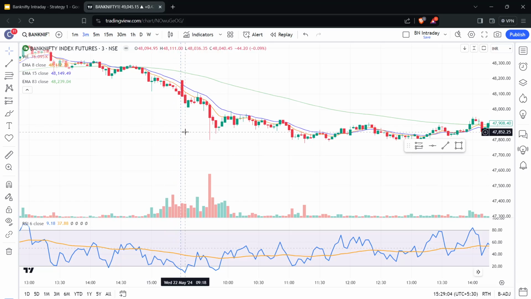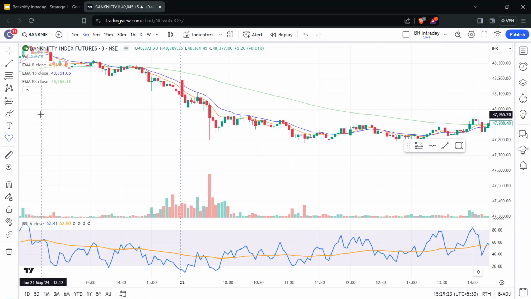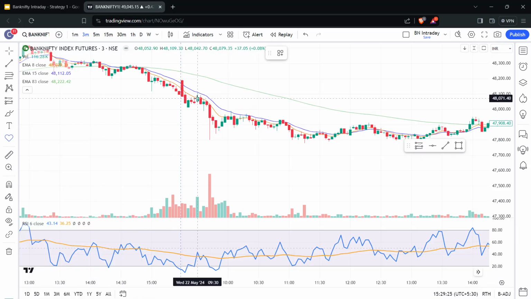So this is an example on May 22nd at 9:18. You could see RSI 6 crossed the 20 level, and it moved below. So this defines our downtrend, and your potential entry point is going to be somewhere here because it touches your 83 MA. So this is going to be your entry, and then you're going to get your profit.